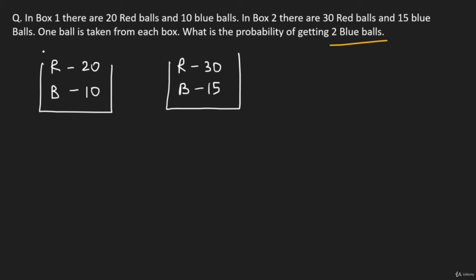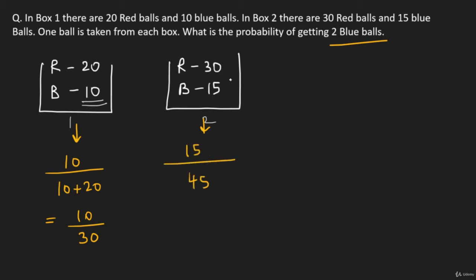All right, now what's the probability of getting a blue ball from box 1? This is box 1, this is box 2. The probability to get a blue ball from here is favorable events by total events, right? So there are 10 blue balls, so favorable events is 10 and total possibilities is 10 plus 20. So the probability to get a blue ball from this box is 10 by 10 plus 20, which is 10 by 30. Alright, what's the probability to get a blue ball from box 2? That would be 15 divided by 45, right? 15 is the favorable events and 30 plus 15, which is 45, is all the possible events.